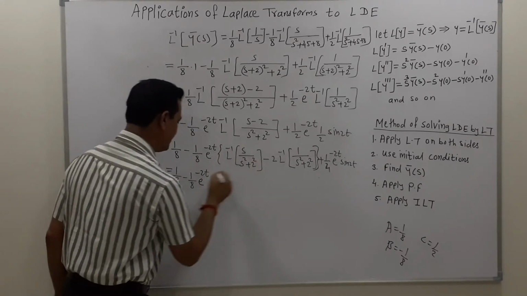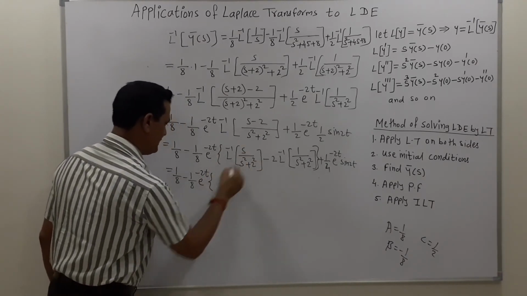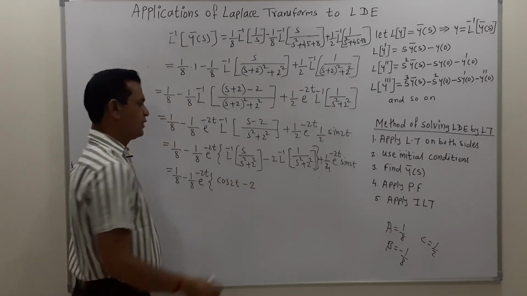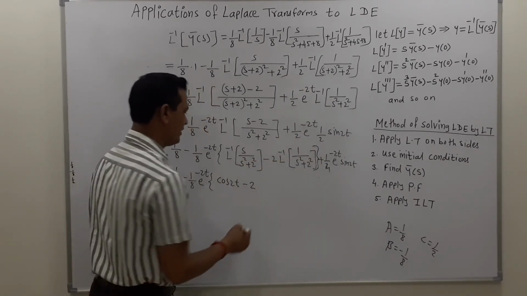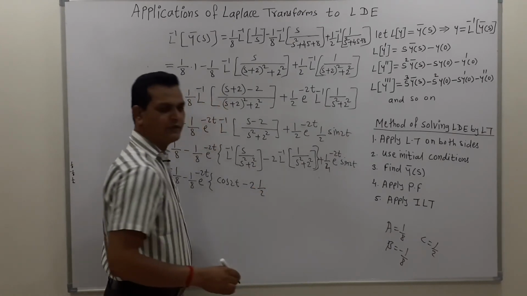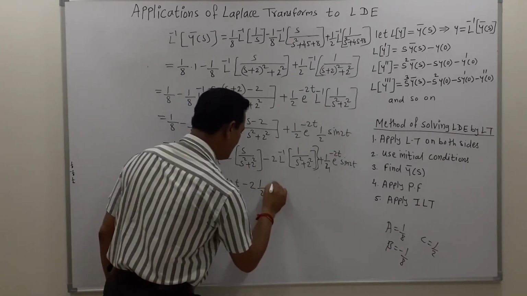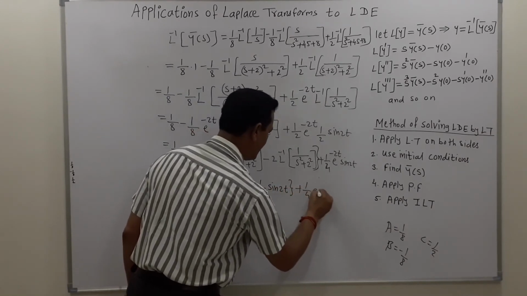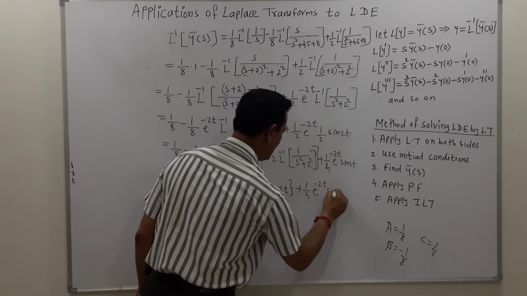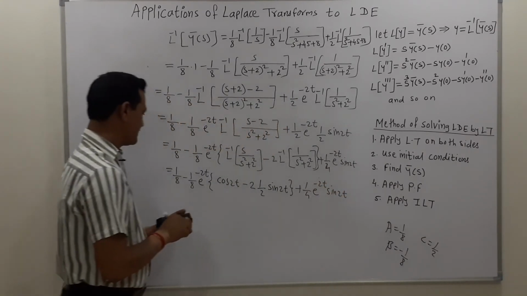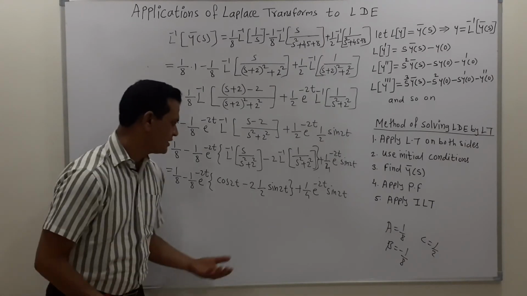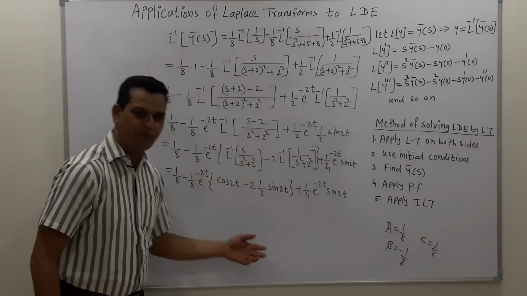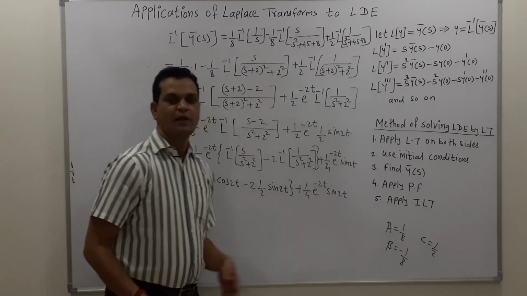So now friends, this is the standard result of cos of 2t minus 2 times, and this is the standard result of the sine term. So we get this as 1 upon 2 into sine of 2t plus 1 upon 4 e raised to minus 2t into sine of 2t. So friends, in this way we get the answer to this term, or you may combine this sine term together and we get a different answer after combining these two sine terms.